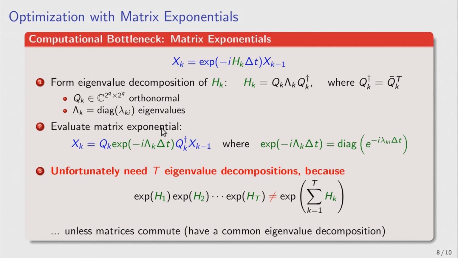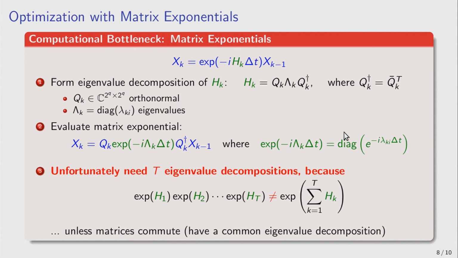Okay, and then to evaluate the matrix exponential is easy now. You take the orthonormal vectors outside the exponential, you exponentiate the eigenvalues on the diagonal, and then you put it all back together afterwards. And so this is easy. In particular, the exponentiation of a diagonal matrix is just the diagonal matrix of the exponentials. So why is this difficult?